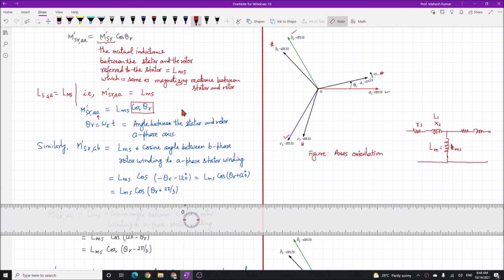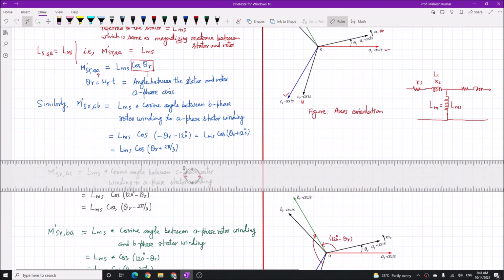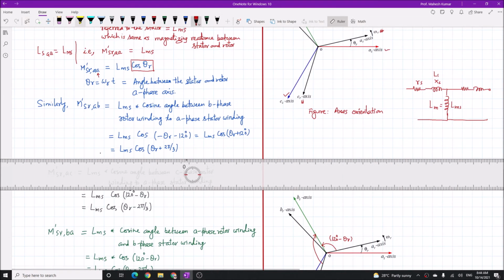And based on that, we can also find the other elements. For example, let us say MSR-AB. MSR-AB is the flux linkages or mutual inductance because of the B phase rotor winding current to A phase stator winding. So this must be nothing but LMS into cosine angle between the B phase rotor winding to A phase stator winding.